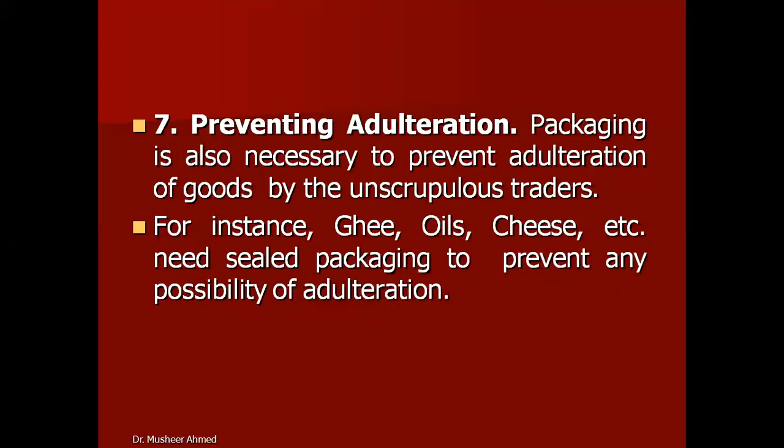Now, seventh point is preventing adulteration. Packaging also acts against adulteration of goods by unscrupulous traders, right? For example, ghee, oil, cheese, etc. need sealed packaging so that any kind of adulteration may be avoided and any unwanted content may not be mixed with these products.